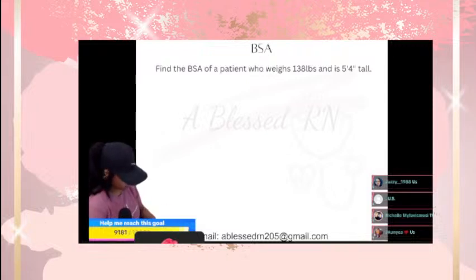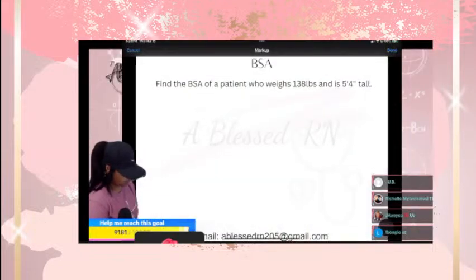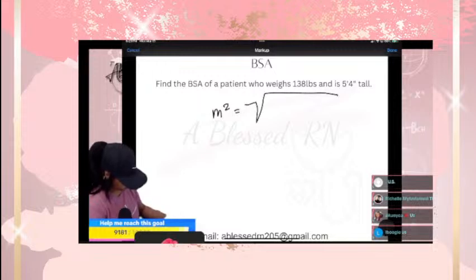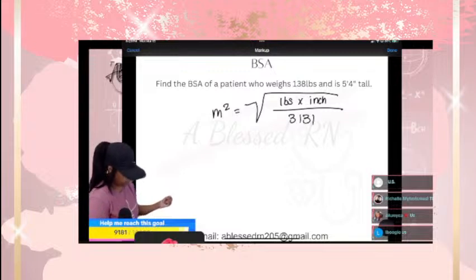Okay. So we measure body surface area, which is BSA, in meters squared. So this is going to be the square root of your pounds times your inches divided by 3131. Okay, so our pounds are already in pounds, right? So we'll need to convert this to all inches.